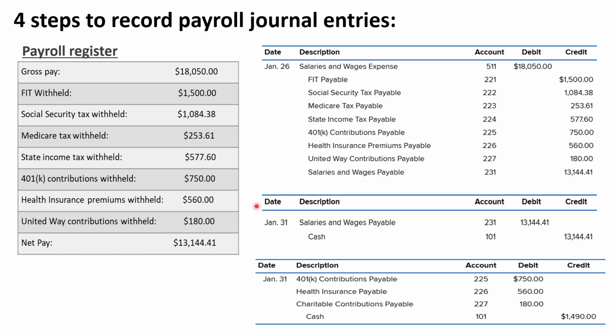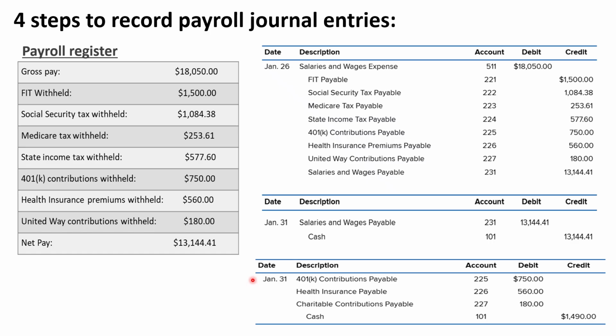The second transaction reflects the actual payment of the net pay to the employees, which releases the liability that we previously recorded to salaries and wages payable. The second transaction is recorded by debiting salaries and wages payable and crediting cash for $13,144.41.